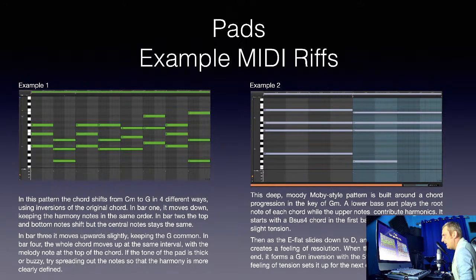Next, the E flat slides down to the D and the bass moves to G. It creates a feeling of resolution when the bass shifts to the D. At the end, it forms a G minor inversion with the 5th at the bottom, and the new feeling of tension sets it up for the next cycle.